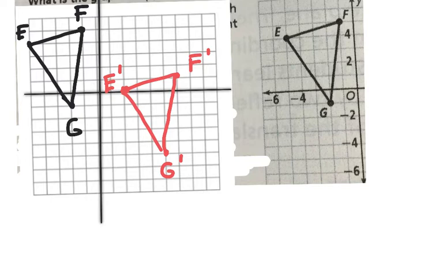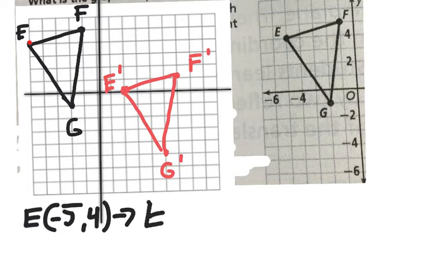And so now it tells me to write the vertices of my new points. Okay, so let's think about it. Where was E at originally? E was at negative 5, 4. And now after I've done my transformation, E prime is at 2, 0.